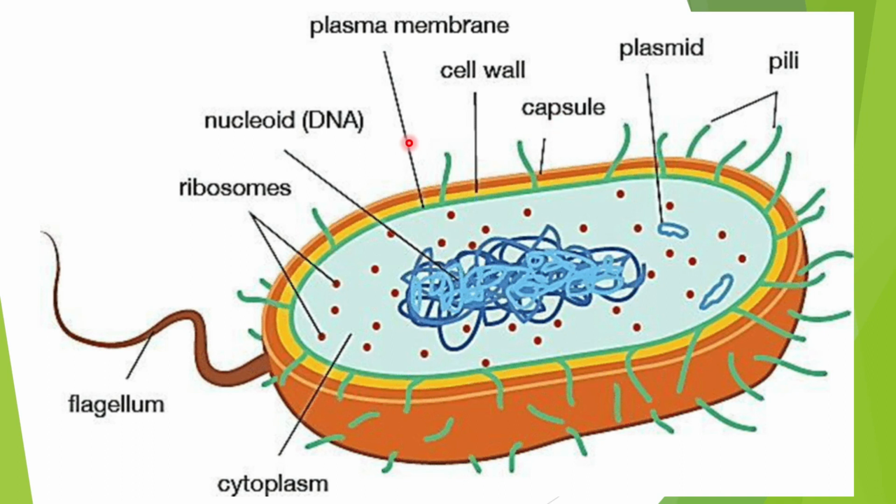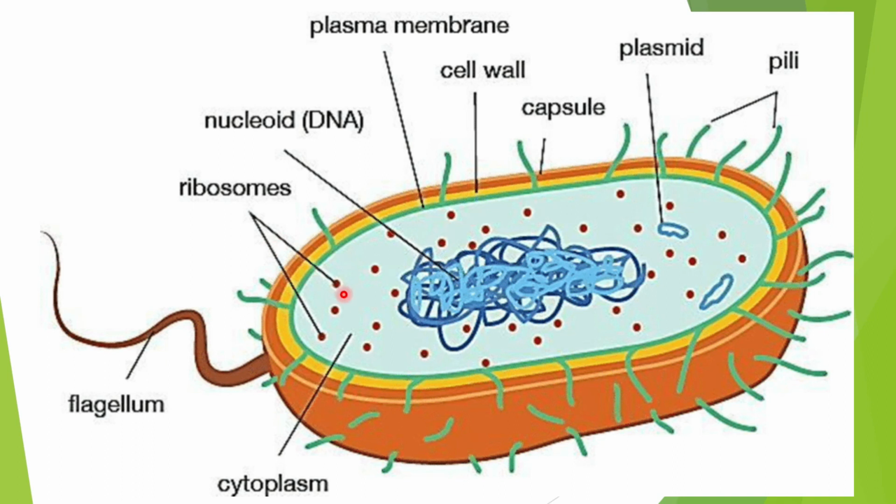Next is the cell membrane or the plasma membrane. It is a thin elastic membrane which separates the cell wall from the cytoplasm. The functions of the cell membrane are the synthesis of the cell wall and providing mechanical strength to the bacteria, and it also helps in DNA replication.